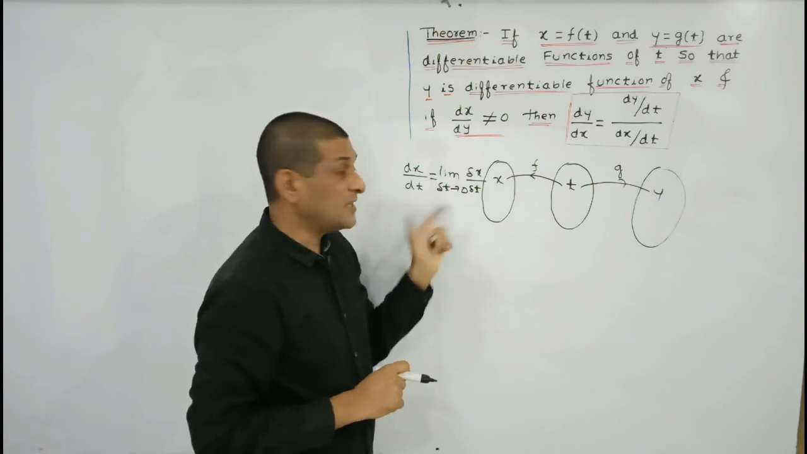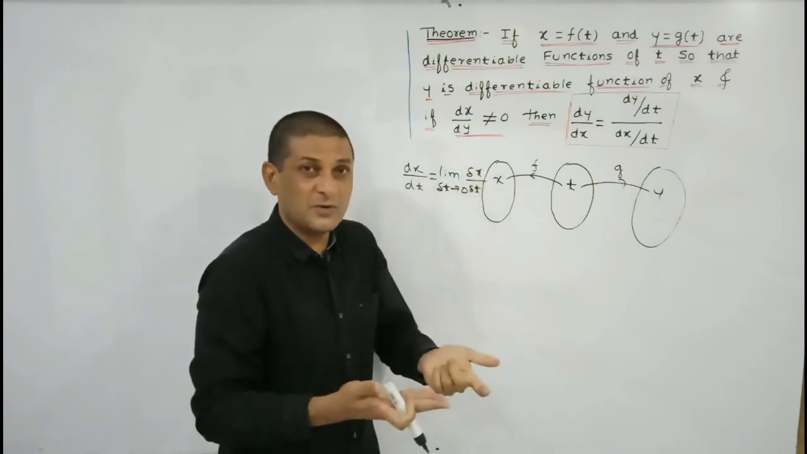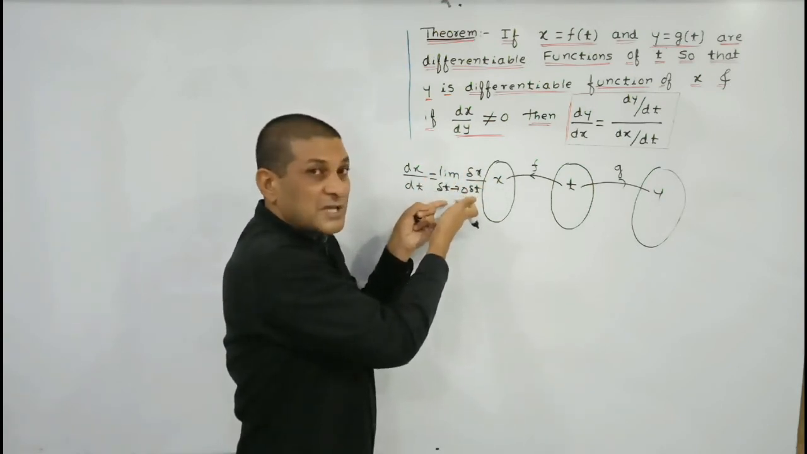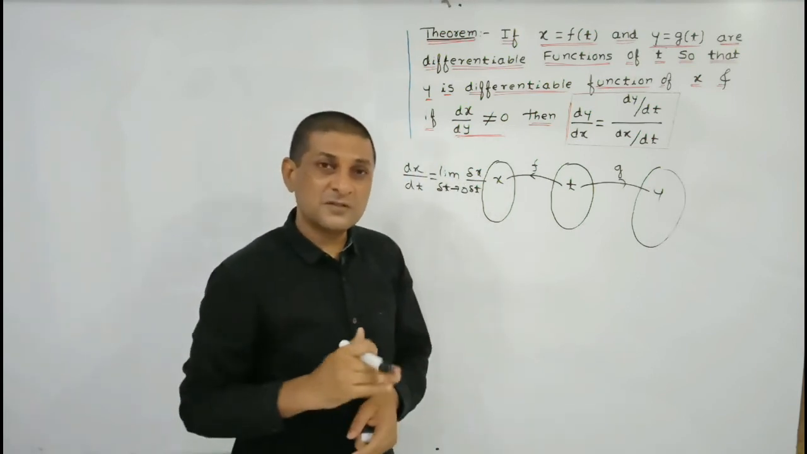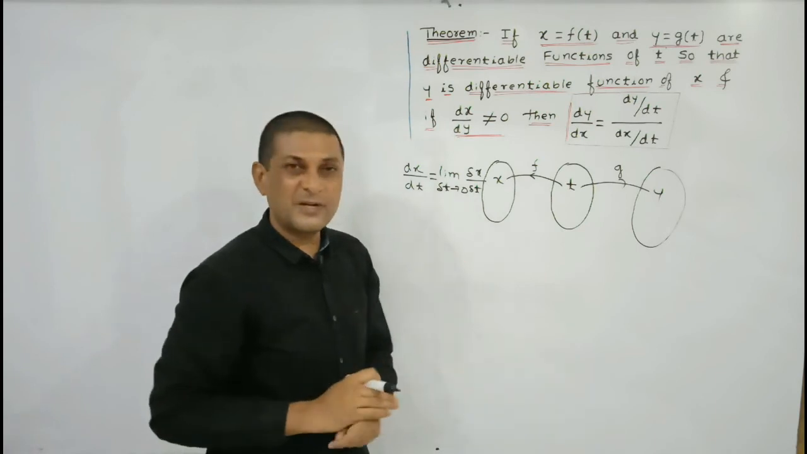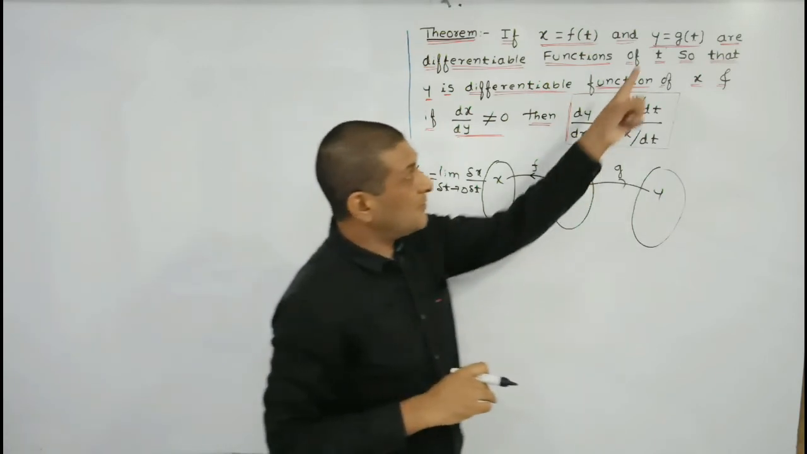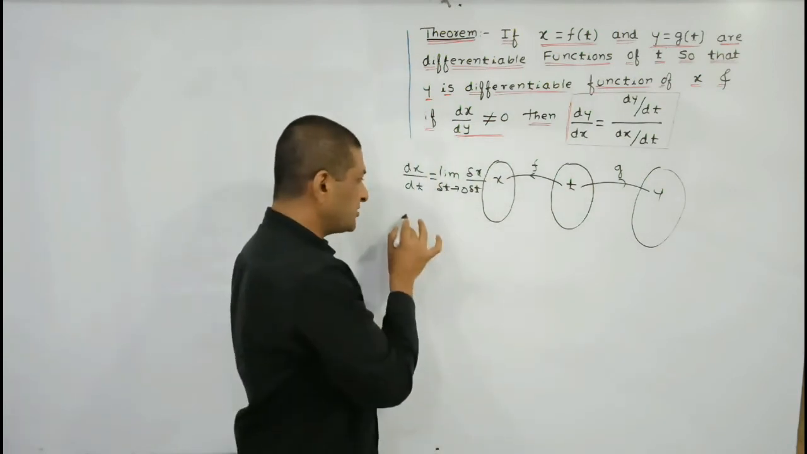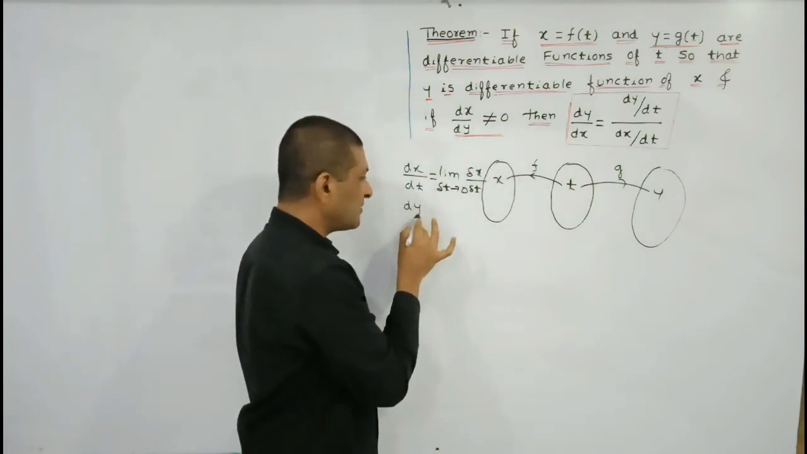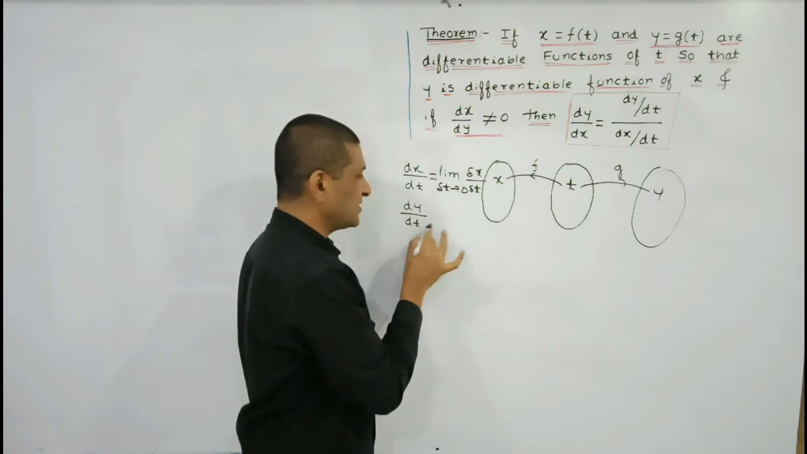If this differentiation exists, meaning this limit exists, or in other words if this limit exists, at that time we can say that the function is differentiable. And what is the given condition? The function is differentiable. This means the limit already exists. Now y is also a differentiable function of t. Y is a differentiable function of t, then it will be denoted by dy by dt. This is the given condition.